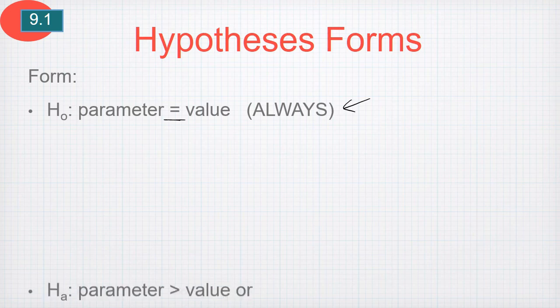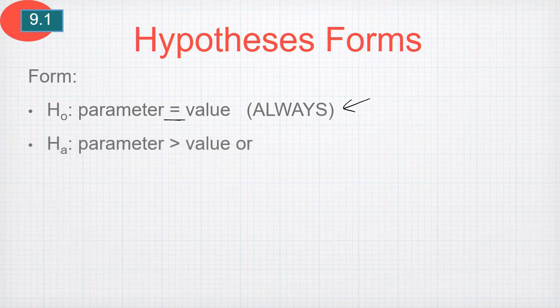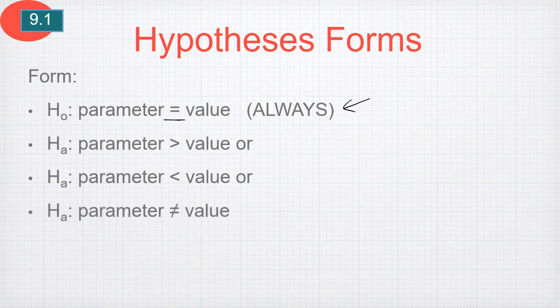Now we have different scenarios for our alternate hypothesis. Sometimes we have a parameter and we think alternately that the parameter is actually larger than the value that was given. Or we might think that the alternate hypothesis is the parameter is less than the value that was stated. Or we could say that the parameter is not equal to the value, remembering that this goes above and below the value. So this is kind of the two-tailed test.